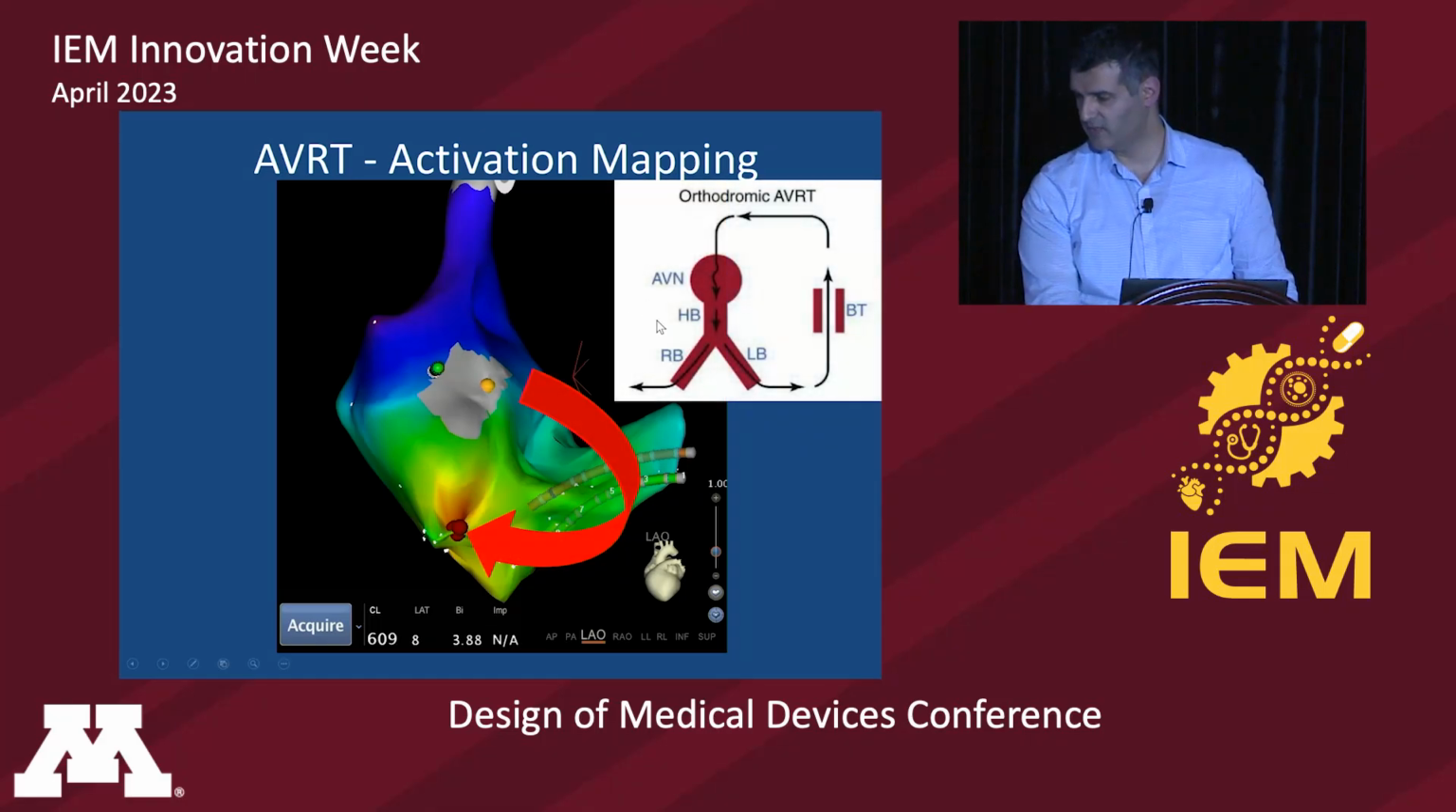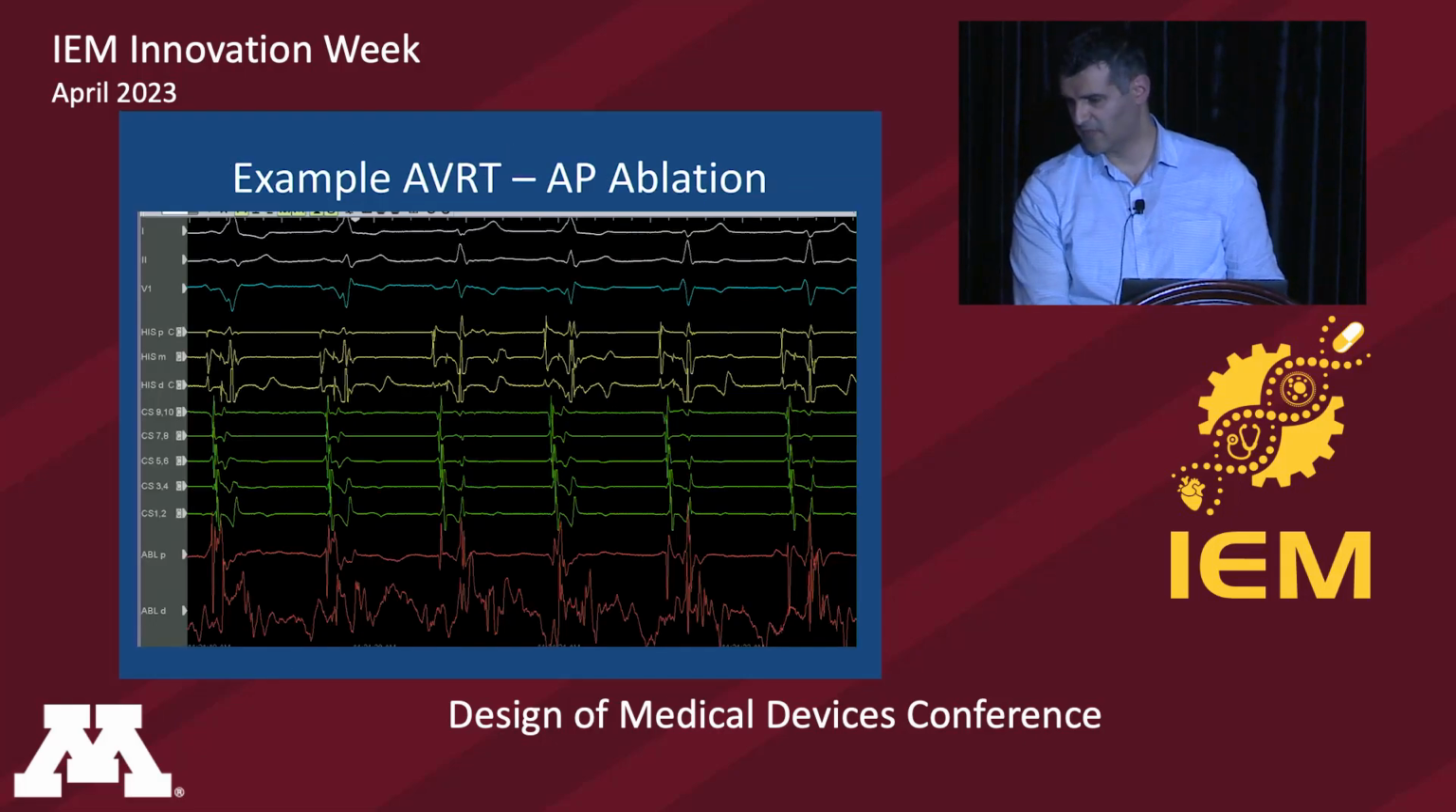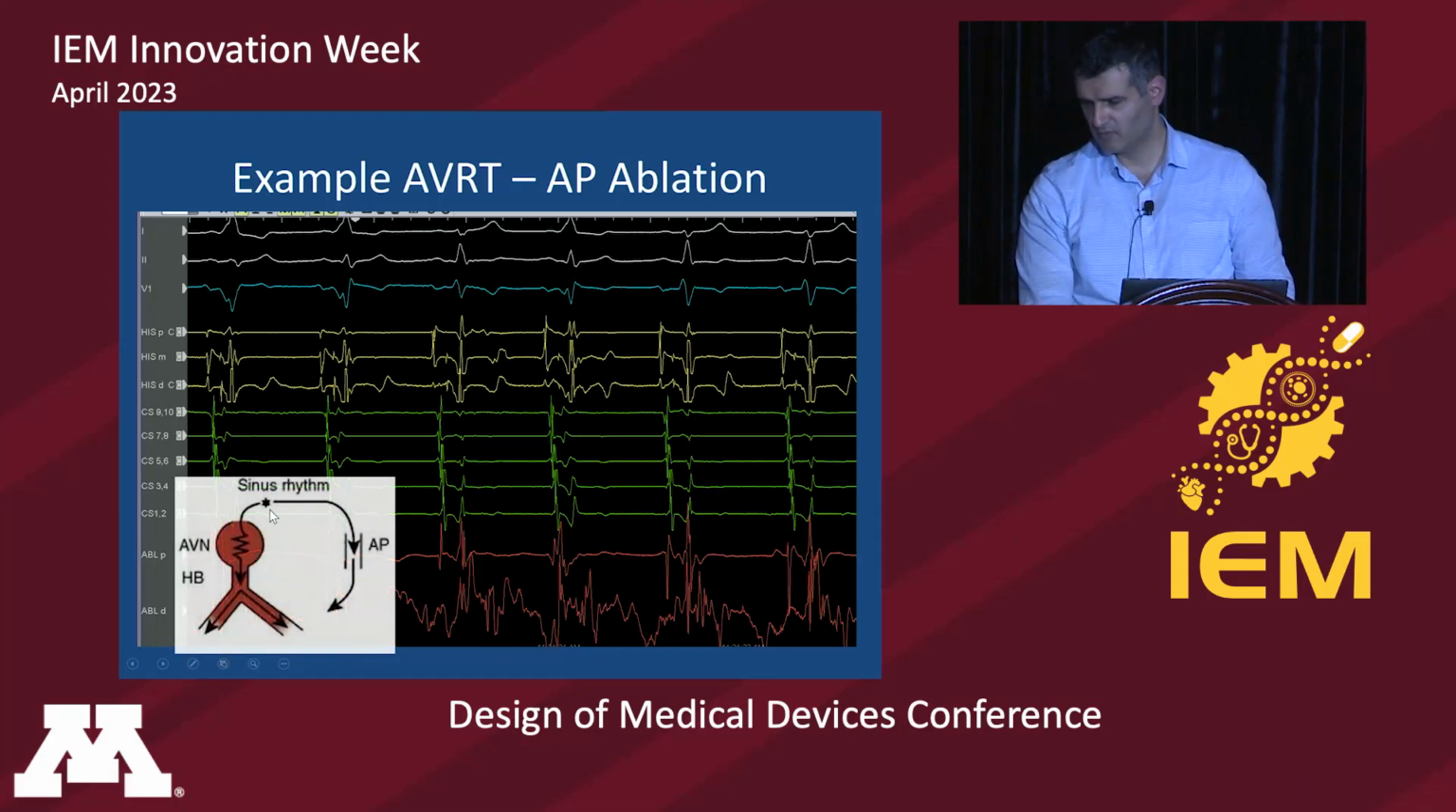So this is, like I said, going down the AV node, which is usually here, going up the pathway, which we found to be here. And we delivered these three little dots. You see them? Those are three RF lesions that cure this pathway. And as you can see here, we broke the SVT. It continued to be still excited. We call it pre-excited: sinus node, AV node, and pathway.